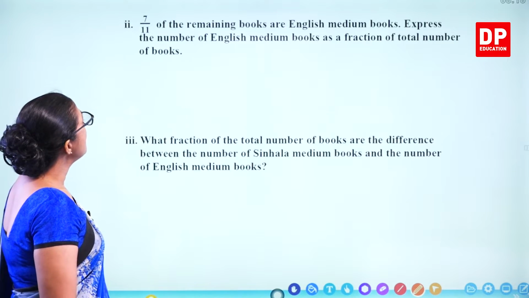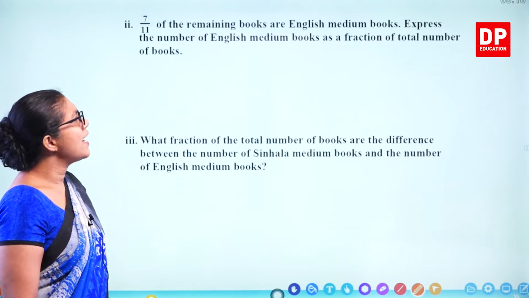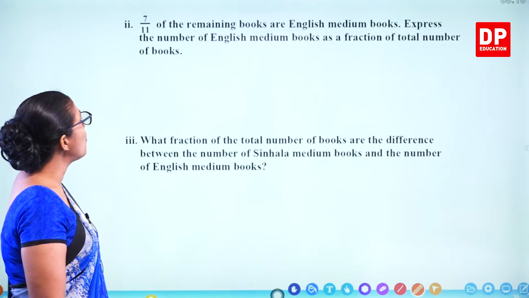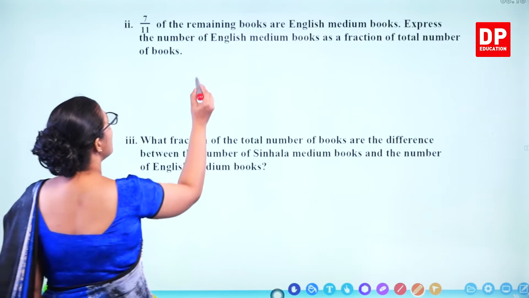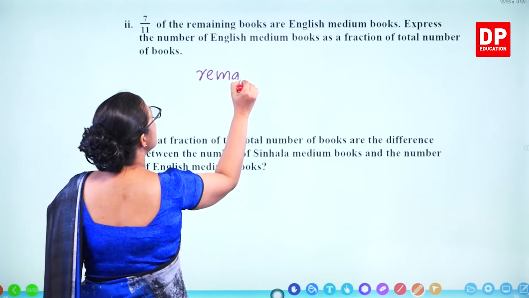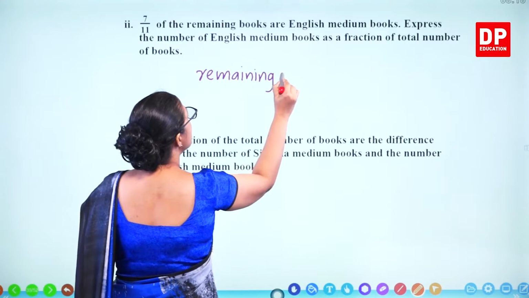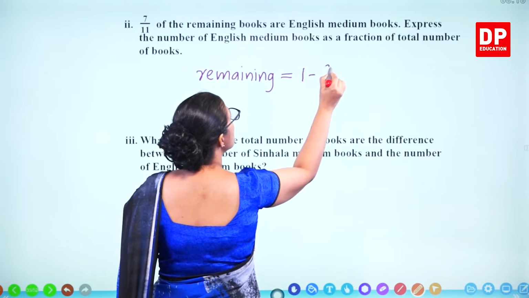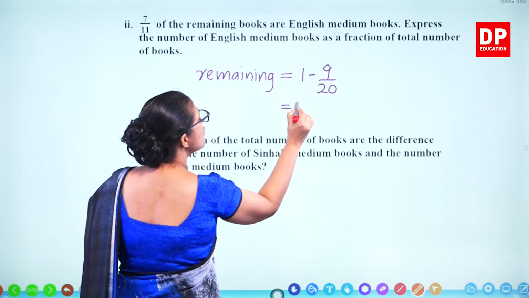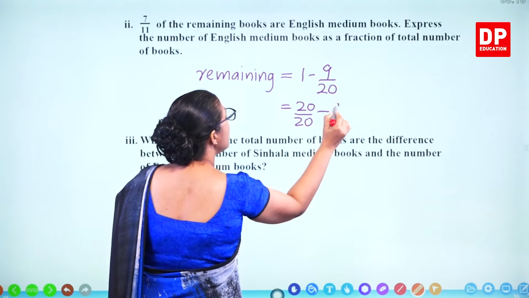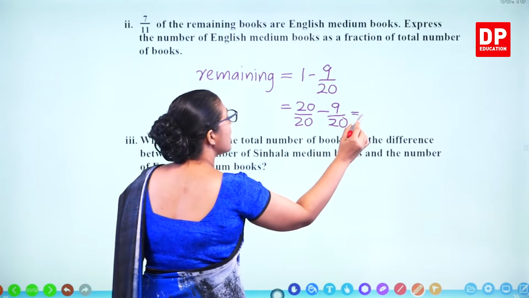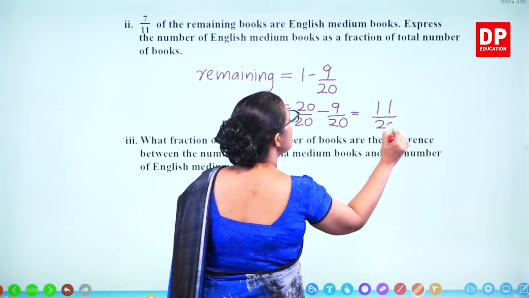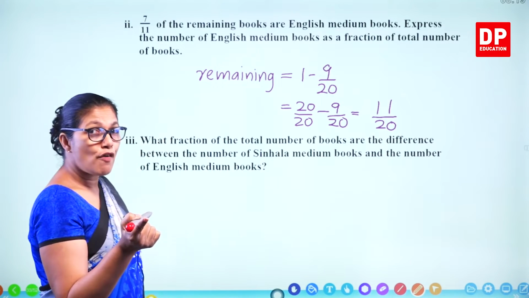Part 2, 7/11 of the remaining books are English medium books. Express the number of English medium books as a fraction of the total number of books. So first we have to find out the remaining amount. Remaining amount is 1 minus 9 over 20. So that means 20 over 20 minus 9 over 20. So you get 11 over 20. So that's the remaining number of books.